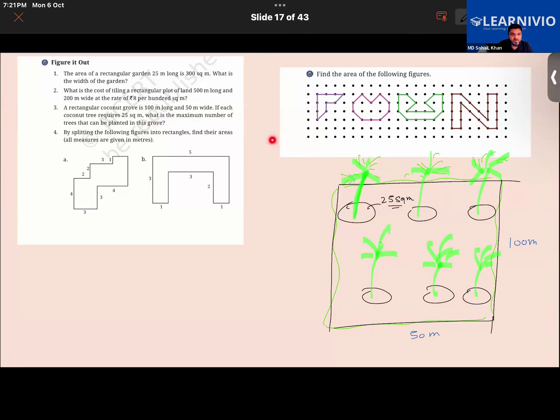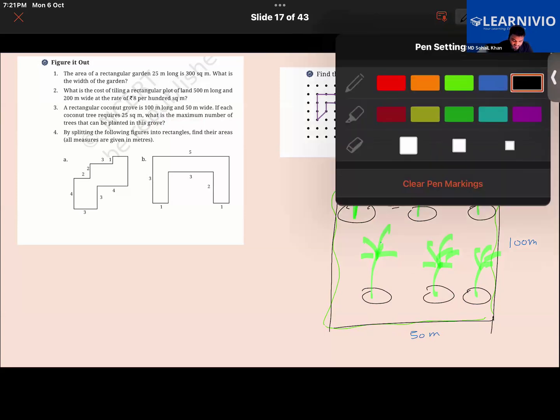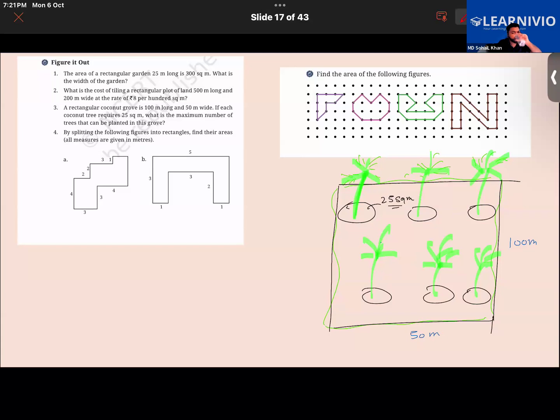So if each coconut tree requires 25 square meters of area to grow, and the length and breadth of this plot of land is 100 meters by 50 meters, what's the maximum number of trees that can be planted in this grove? Do you understand the question? Whenever such questions are asked, like what is the maximum number of trees that can be planted, or what is the maximum number of bricks that can be laid in the field, whenever the question mentions max, you have to find the maximum number.